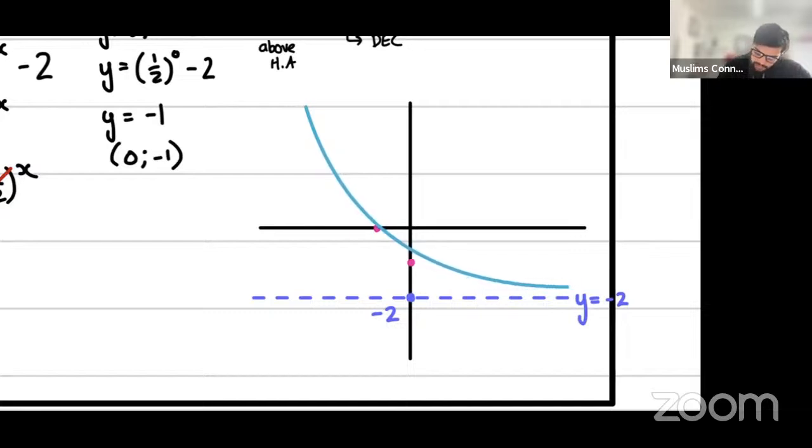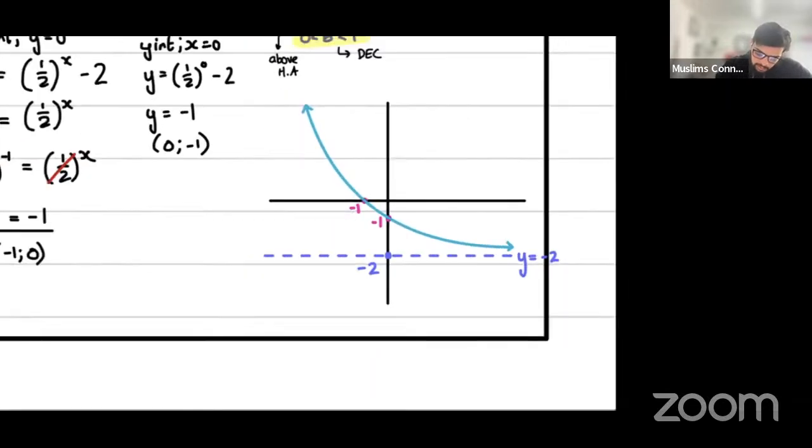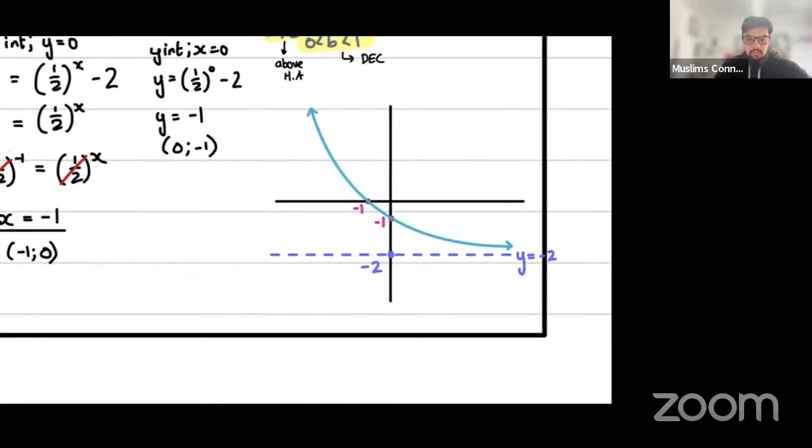So this passes through both intercepts. I'm just going to move my intercept and pretend that that is where -1 is, and that is where -1 is. This is obviously -1, and this is also -1. And this is my equation for y is equal to, sorry, just give me 1 second.